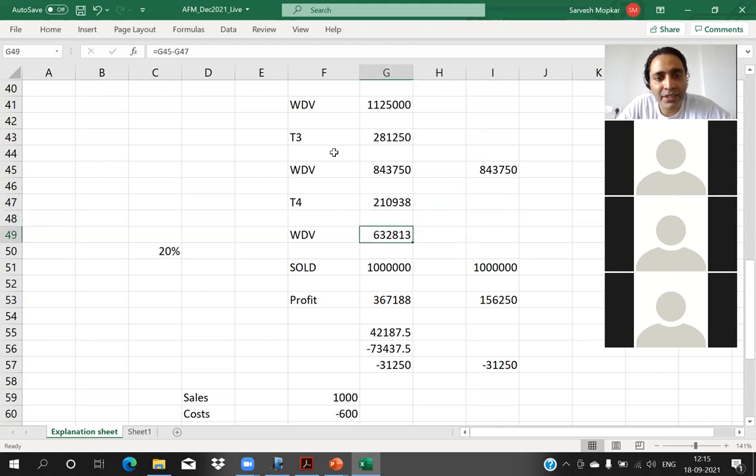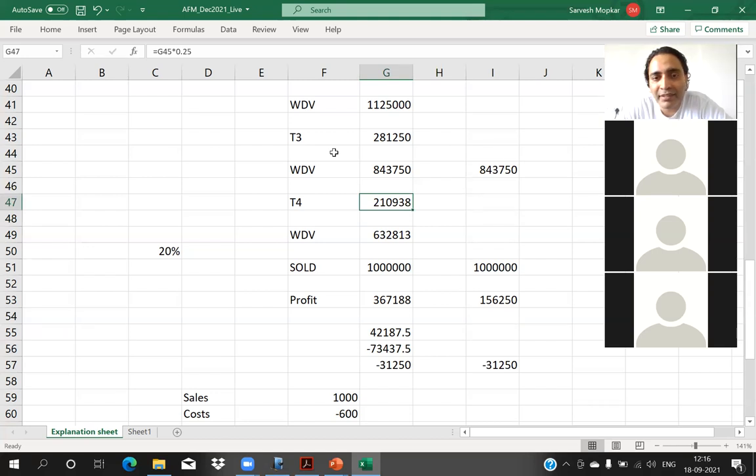Because automatically depreciation gets incorporated in your cost. Just see what is happening. Here, this 210,938 is a part of this WDV, na? 843,750, it's a part of it. You have deducted 210,938 from 843,750 to get the WDV. The difference is your profit. So 210,938 also saves your tax.